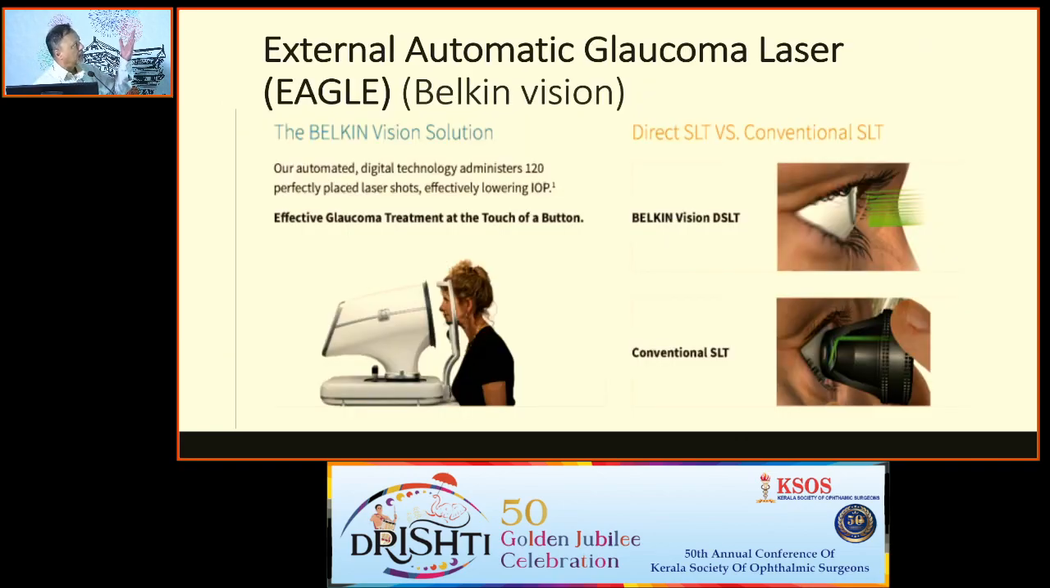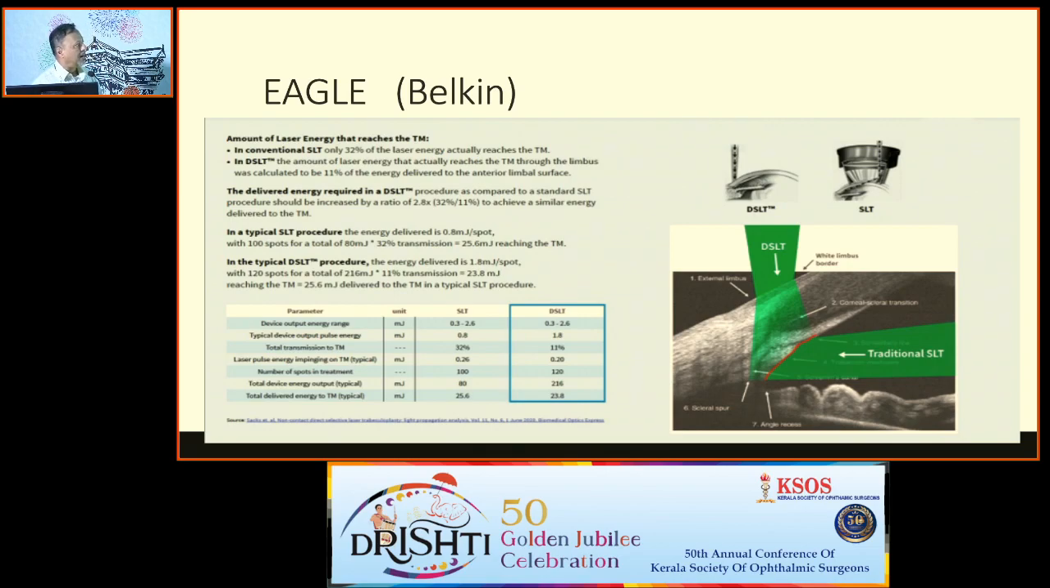Okay? Enter the Eagle from Belkin Vision. So this is a new machine that doesn't have a contact lens. Okay? Tick. Two, it applies a laser in a very short period of time. It applies 120 spots all around the limbus. And unlike the traditional SLT, which does the laser from the mirror on the horizon, this one applies direct. That's the big difference.